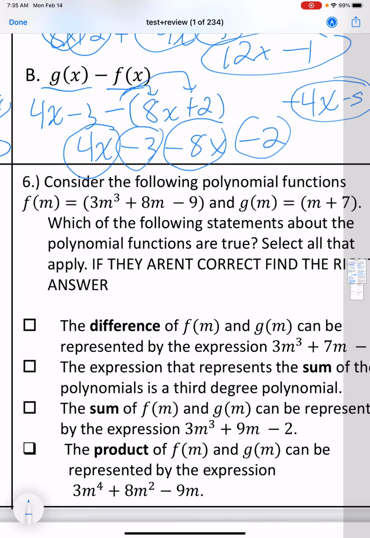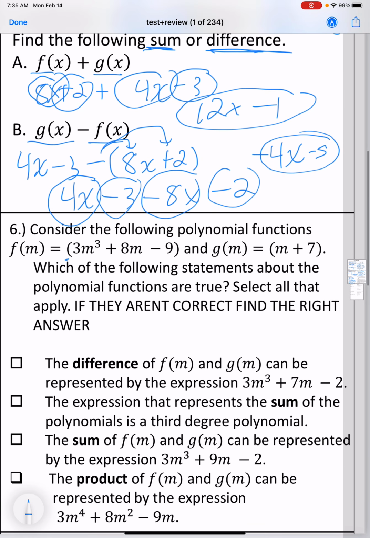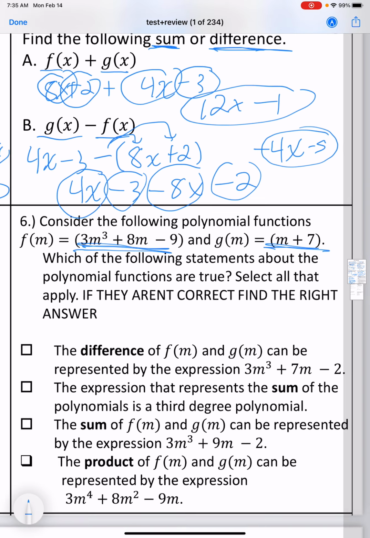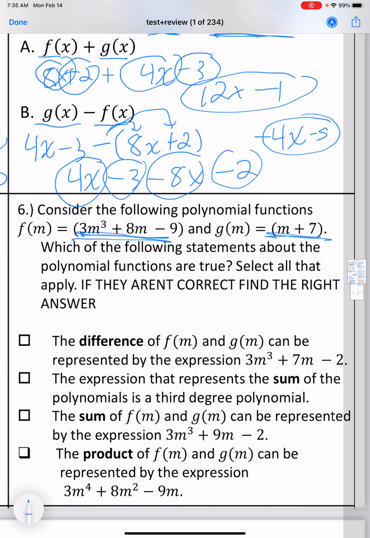Okay, this next one is just kind of asking you to analyze these two equations, add, subtract, multiply them, and then say some facts about them. So this first one says the difference of f of m and g of m can be represented by this function right here. So that means we actually need to find the difference and see if it matches. So f of m is this, and we need to find the difference from g of m. Remember, distribute that negative before you can combine things.